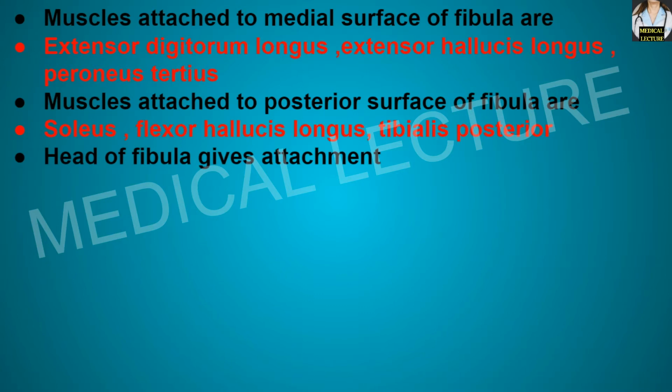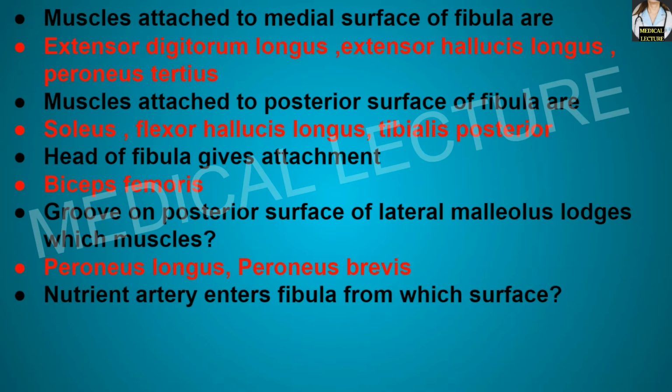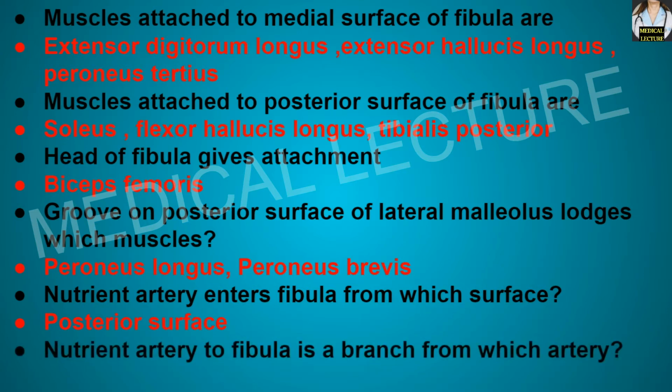Head of the fibula gives attachment to which structures? Biceps femoris. Groove on the posterior surface of the lateral malleolus lodges which muscles? Peroneus longus and the peroneus brevis. Nutrient artery enters the fibula from which surface? Posterior surface. Nutrient artery to fibula is a branch from which artery? Peroneal artery.